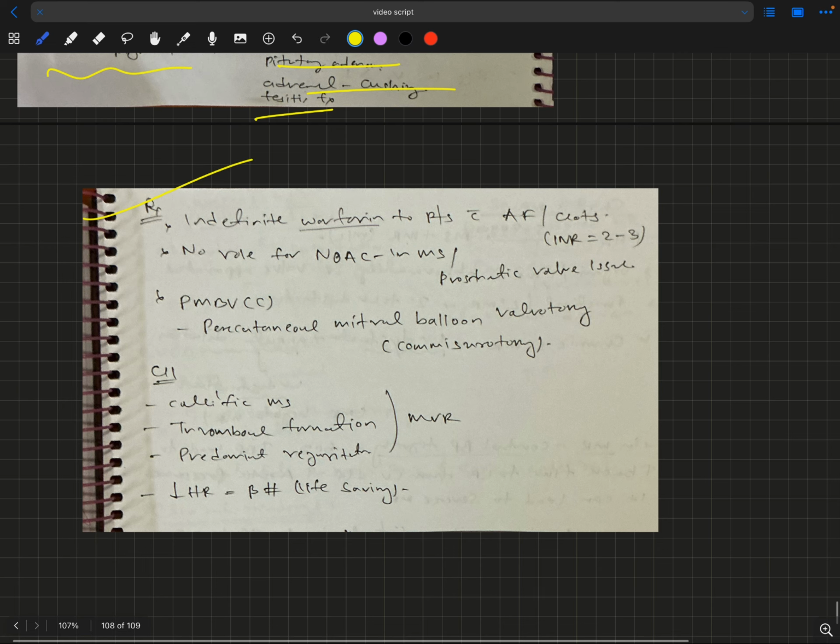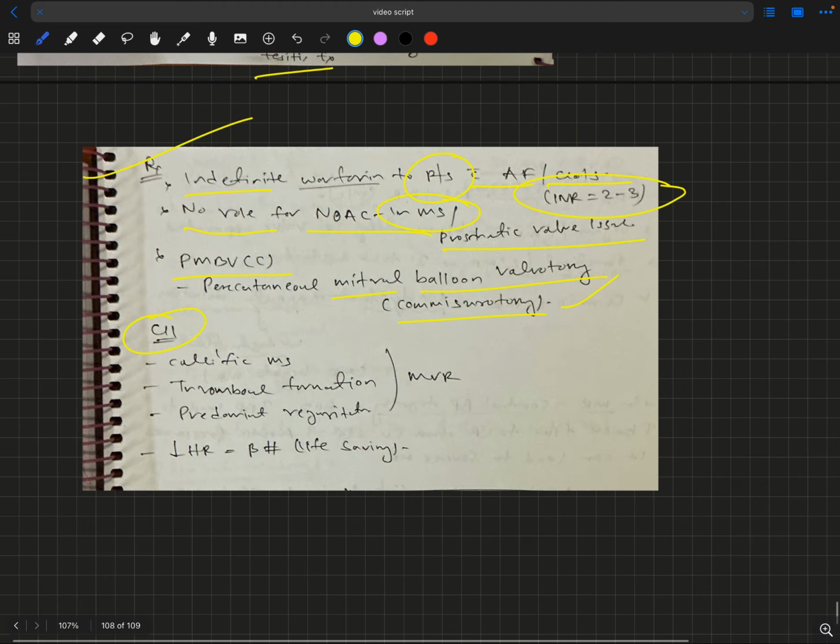So what is the management? Indefinite warfarin in a patient with atrial fibrillation or clot, INR 2 to 3. You have to give them warfarin so that the clot undergoes lysis. No role of NOAC in MS. Prosthetic valve placement, PMVC, percutaneous mitral balloon valvotomy, or commissurotomy is done here.